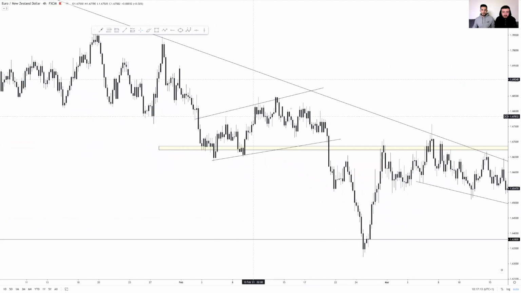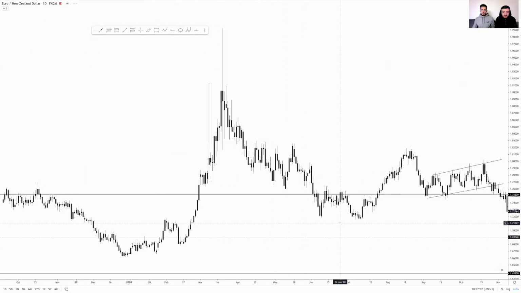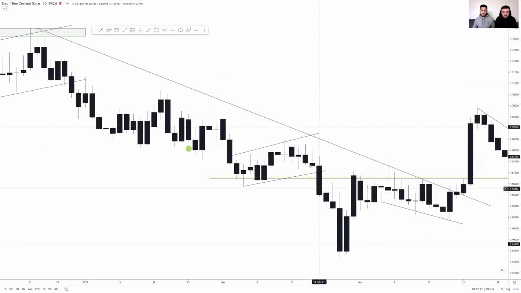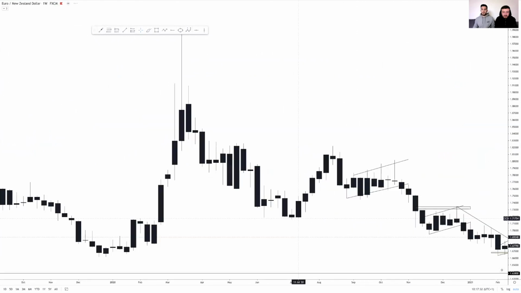So we've got impulses and we've got corrections, but let's jump back up to the daily and see what actually happened for the market structure to actually shift. You can see down here that we made this last impulsive move to the downside, and then instead of actually correcting back up, we actually impulse straight off this level. So if I jump up to the weekly, you'll be able to see why.